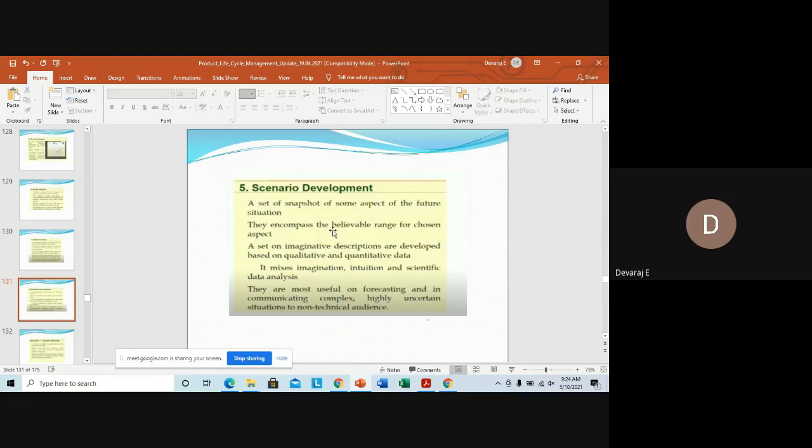You can see a set of snapshots of some aspects of the future situation. So they will take the past data, and they will apply it using the quantitative method or qualitative method, and they will tell, okay, this is the result for the future. So this is called scenario development.